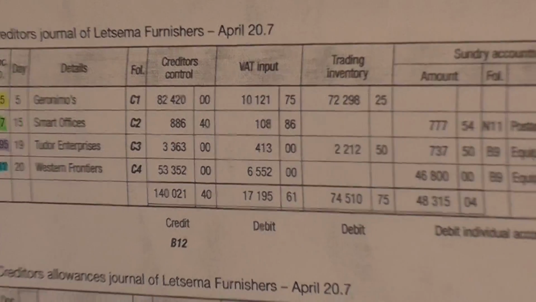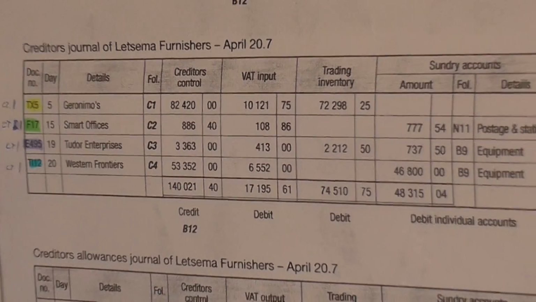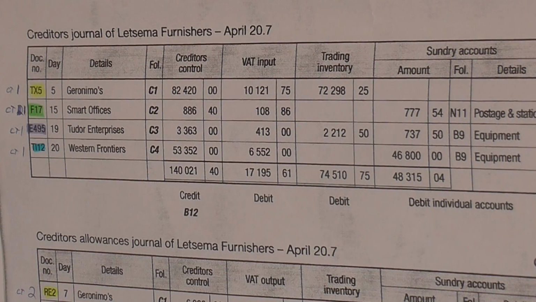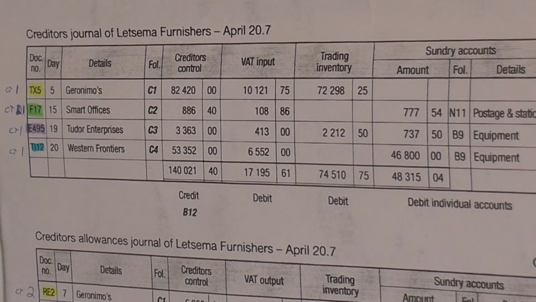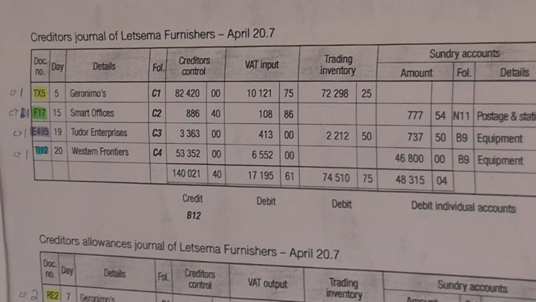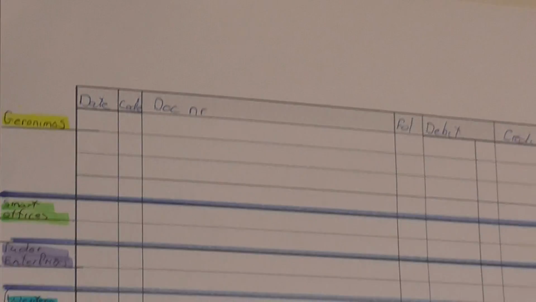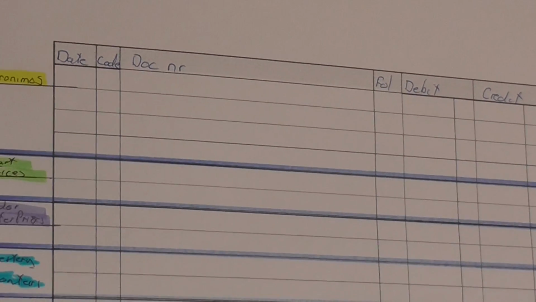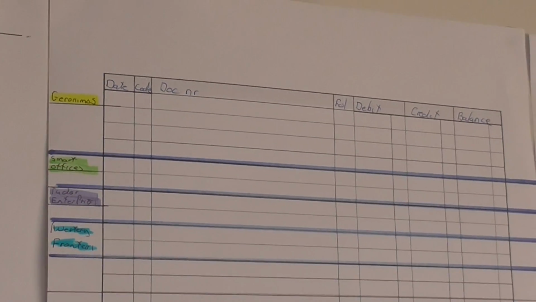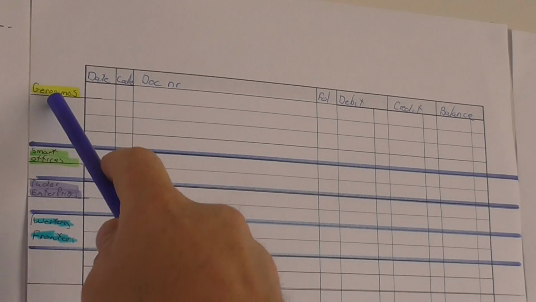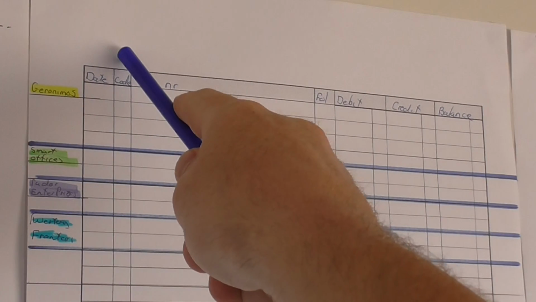So now that is your Creditors Journal. First of all, we have Geronimos. Geronimos is our first creditor that we have to create a ledger for. Alright, sorry, I'm just going to move. I've already put in the names. Please note, I did not do it according to the usual way, just to save space on my papers and my printouts. I just wrote the names over there, but usually you would write it at the top.